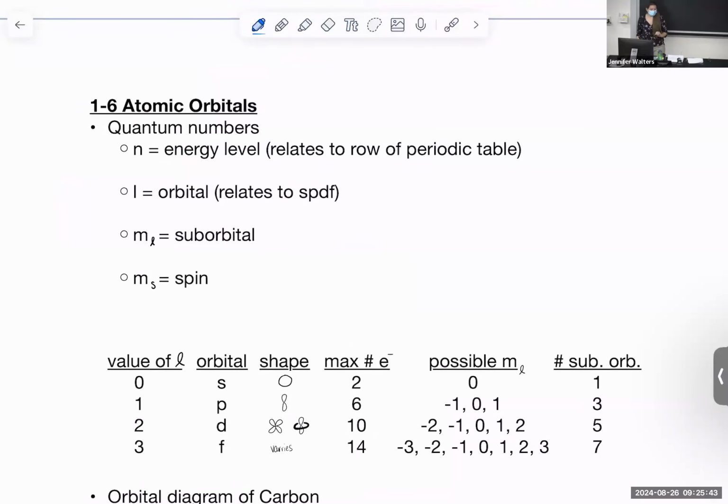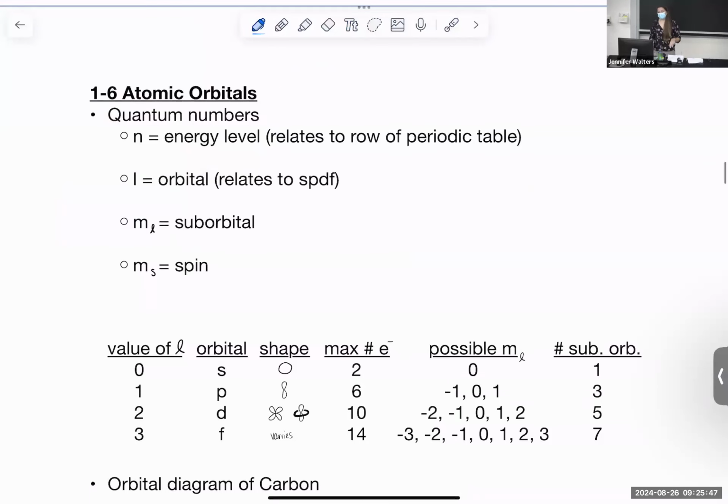So first we're going to look at our atomic orbitals. That means that we're looking at the orbitals of one atom. So atomic meaning atom. We have the quantum numbers where n is our energy level, relates to the row of the periodic table. L is your orbital, relates to s, p, d, and f. Sometimes in Gen Chem they'll call it a subshell, I think is what they called it. And then they called m sub L the orbital. Whatever.